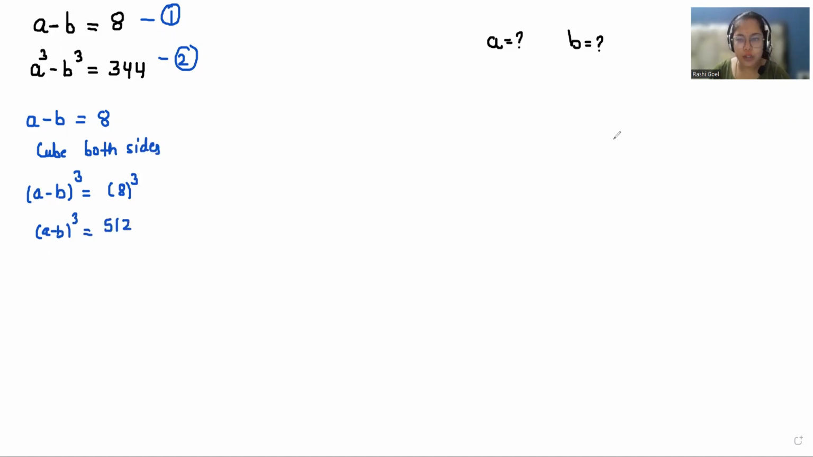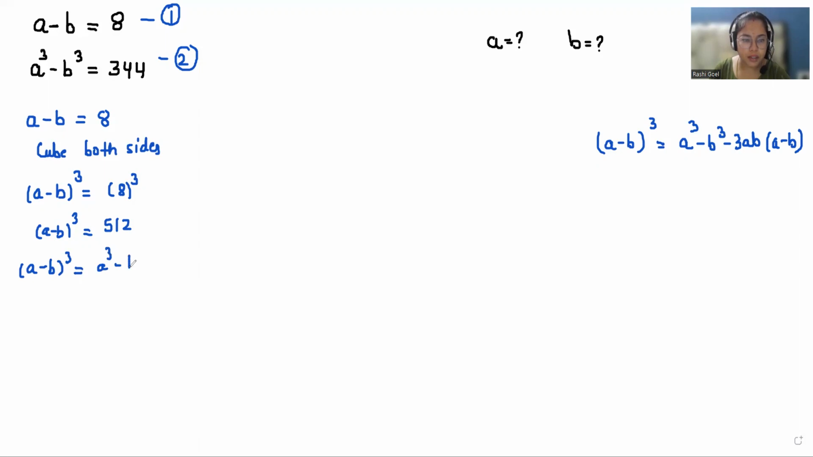Now I'm going to use the identity that (a minus b) whole cube is equal to a cube minus b cube minus 3ab(a minus b). So (a minus b) whole cube is equal to a cube minus b cube minus 3ab bracket a minus b. Now I'm going to put the values.